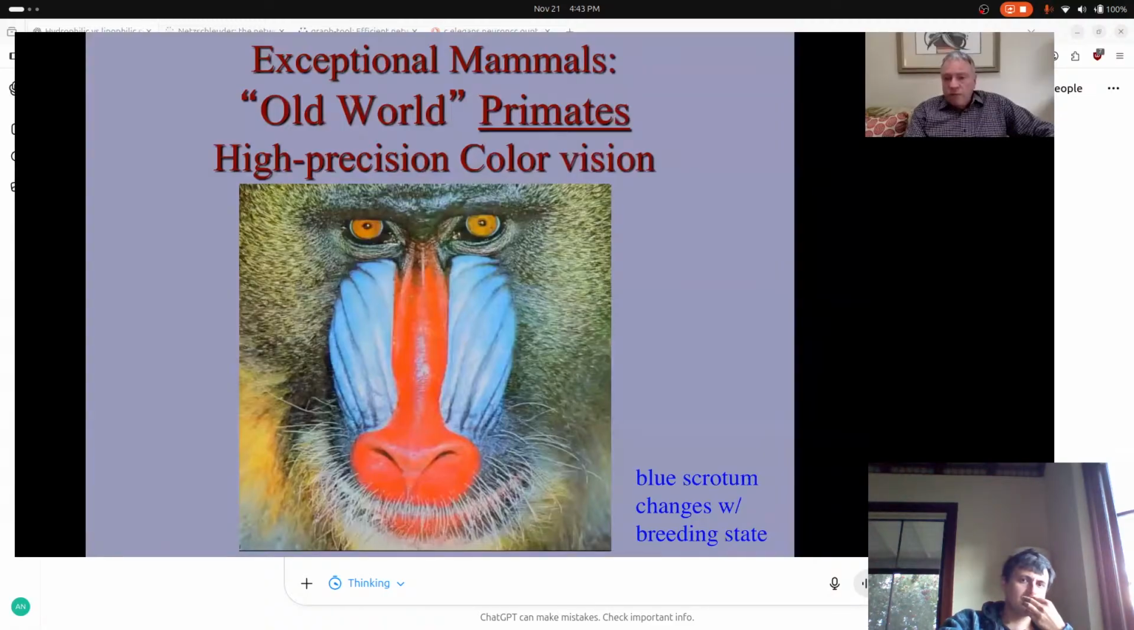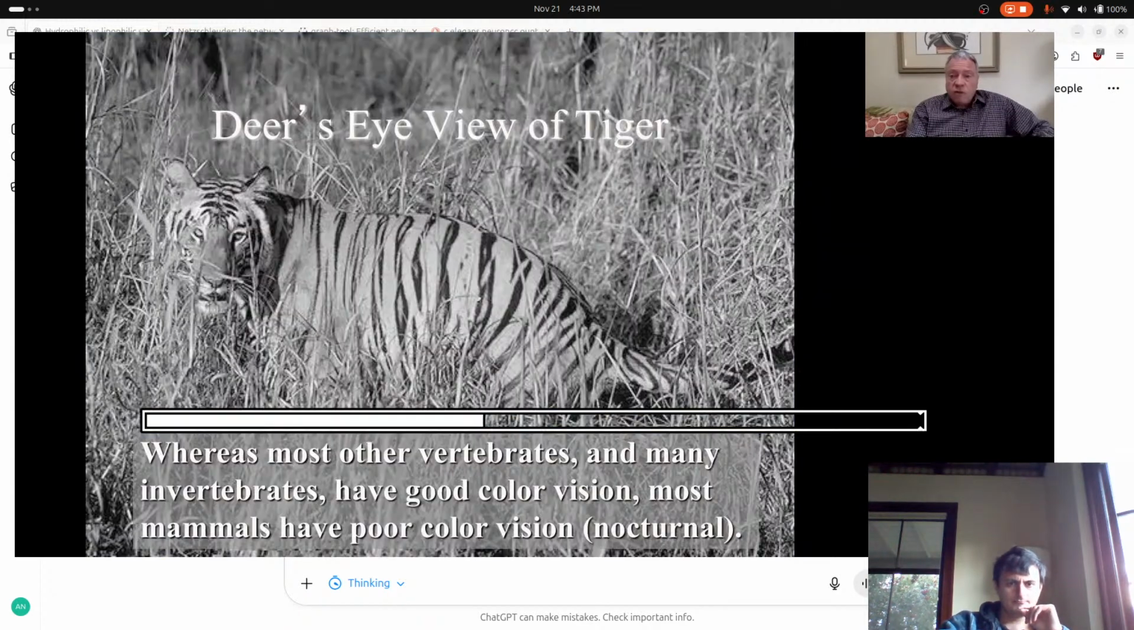Now, there are exceptions among the mammals. The old world primates, so the primates of Africa, Europe, and Asia, do have color vision. They tend to be more diurnal, active during the day. And so since they can see color, they also use color. And so many of them have pretty good color vision.